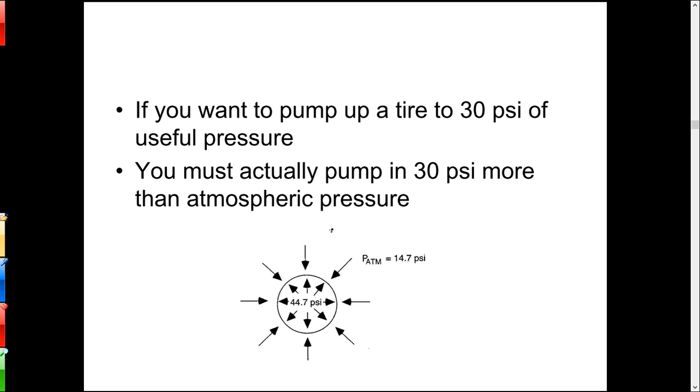So for an example here, let's say we're going to pump up a tire and we want to get 30 psi of useful pressure in it. What you're really doing to that tire is you're putting 44.7 psi in there, and then that pressure is offset by the atmospheric pressure that's pushing all around the tire. So the actual useful pressure in that tire would be the difference between 44.7 and 14.7. That would be 30 psi.